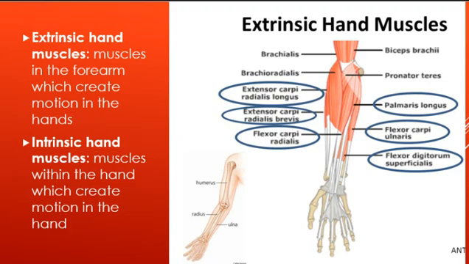Now the intrinsic, like I said, is inside the hand. So what else do we have? The extensor carpi radialis brevis, brief, shorter. It's the shorter one. The flexor carpi, I'm going to flex my wrist. Palmaris longus comes down and deals with our palm all the way down.